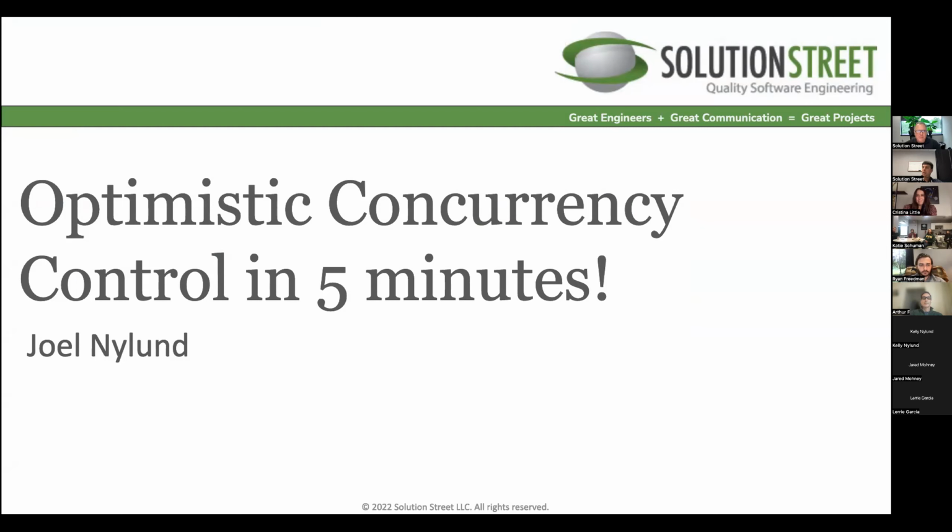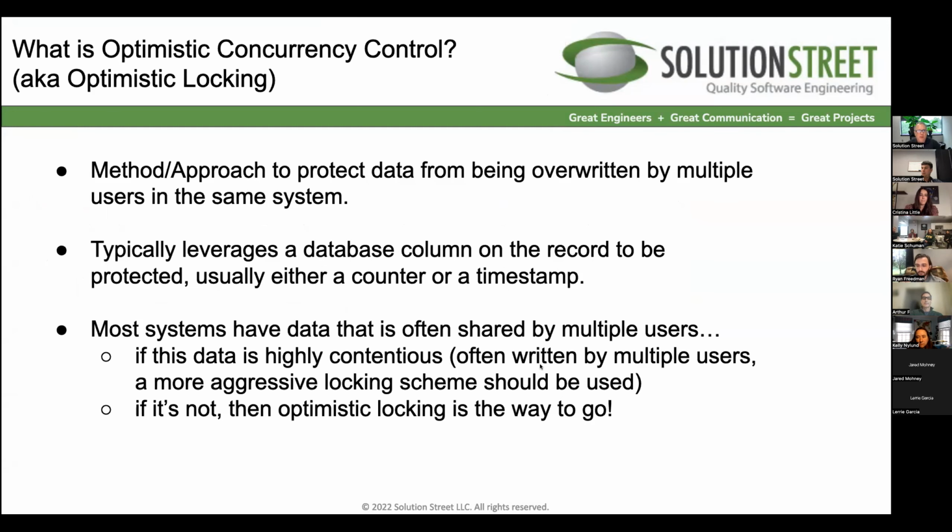I'm here to talk today about optimistic concurrency control in 5 minutes or less. So what is optimistic concurrency control? It's often called optimistic locking. It's a method or approach to protect data from being overwritten by multiple users in the same system. It typically leverages a database column on the record to be protected, usually either a counter or a timestamp.